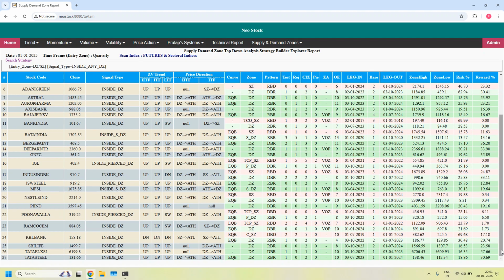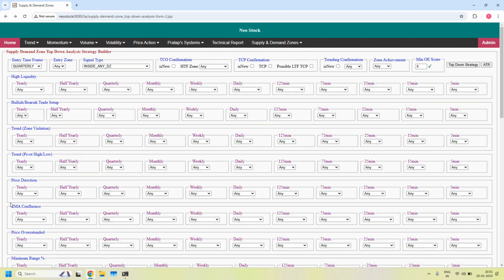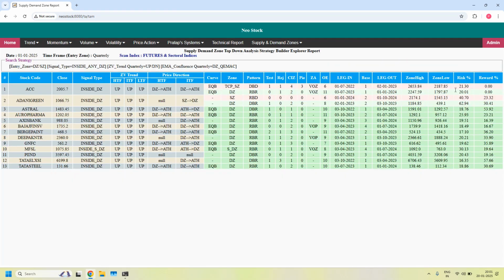You can further filter this list based on some high probability parameters like EMA Confluence. So let me add EMA Confluence to quarterly demand zones. In the EMA Confluence filter at quarterly time frame, I am adding the filter quarterly demand zone having quarterly EMA Confluence. And the trend on quarterly time frame should not be sideways. It can be up or down. Let's filter. We got 13 stocks. These 13 quarterly demand zones are having quarterly EMA Confluence.